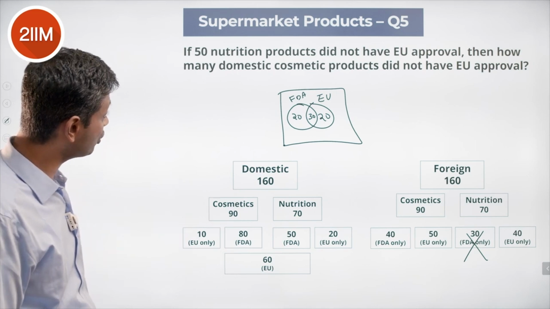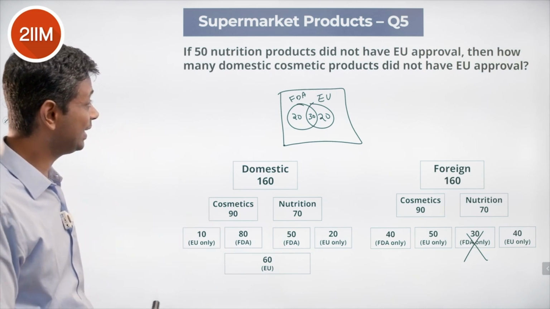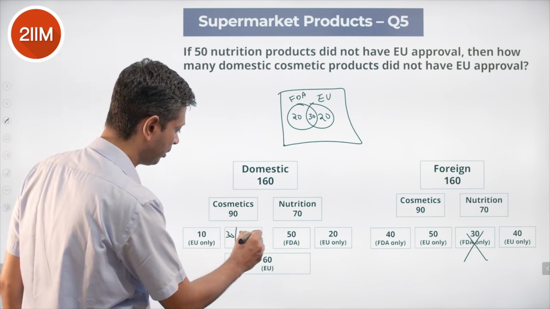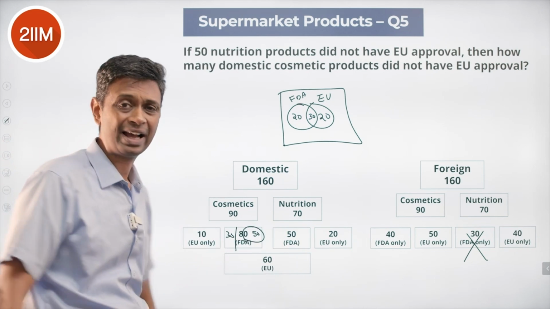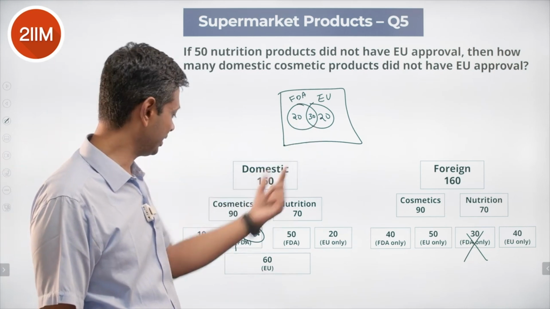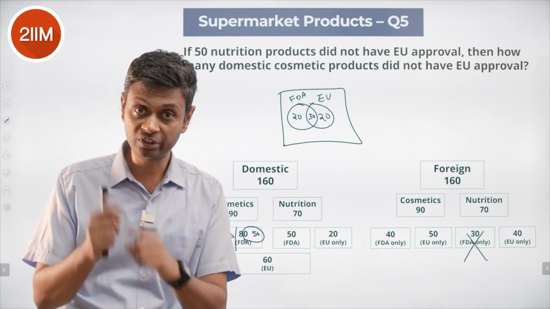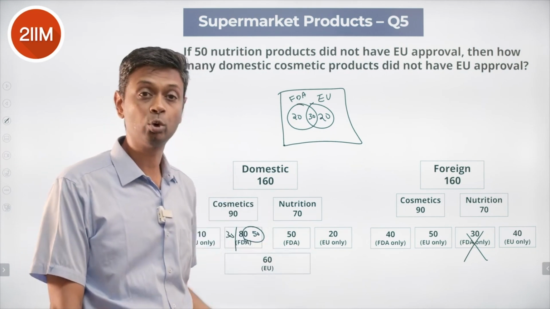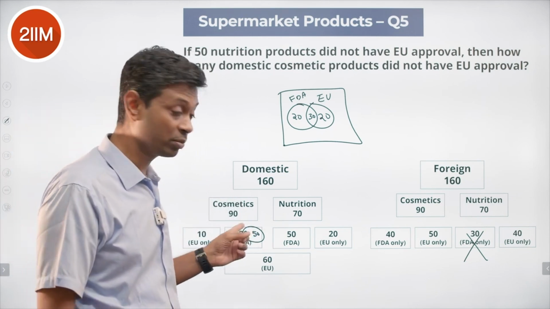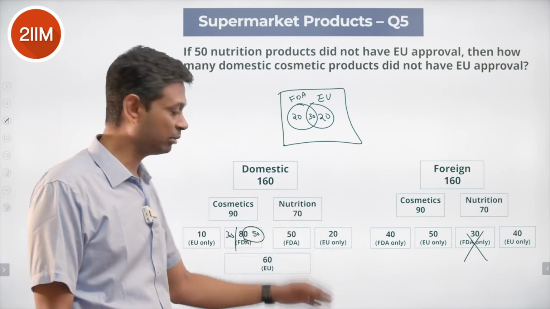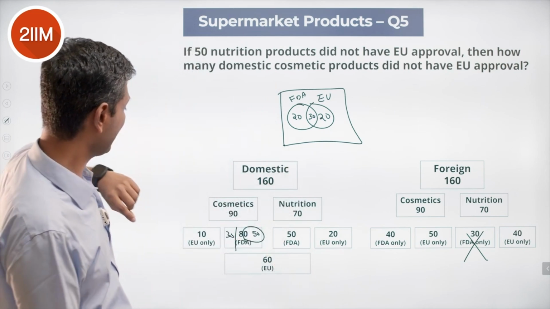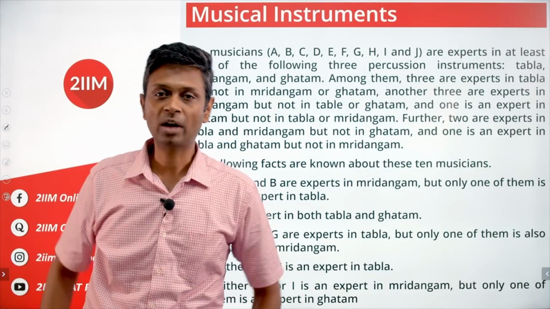How many domestic cosmetic products did not have EU approval? Out of this 80, 30 are common, remaining 50 did not have. Answer is 50. Out of this intersection of 60, 30 is sitting here, another 30 should sit here. Both approvals is 60, both under nutrition is 60, both under cosmetic should be 30. This 30 goes away. Remaining 50 have only FDA approval, no EU approval. That's what we're looking at. Answer is 50. Lovely. I'm going to go to the next set.